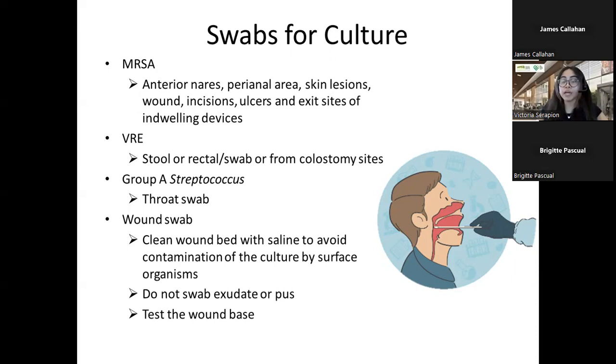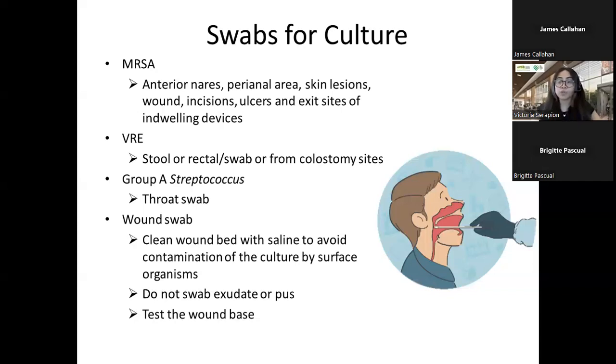For VRE, the recommended sites to swab are stool or a rectal swab or from colostomy sites, as stool specimens are typically preferred because enterococci are found within the gut. When you're collecting these VRE specimens, you'll want to use a rectal swab, using a swab pre-moistened with sterile saline, and insert the swab a few millimeters into the rectum until there is visible stool on the swab.